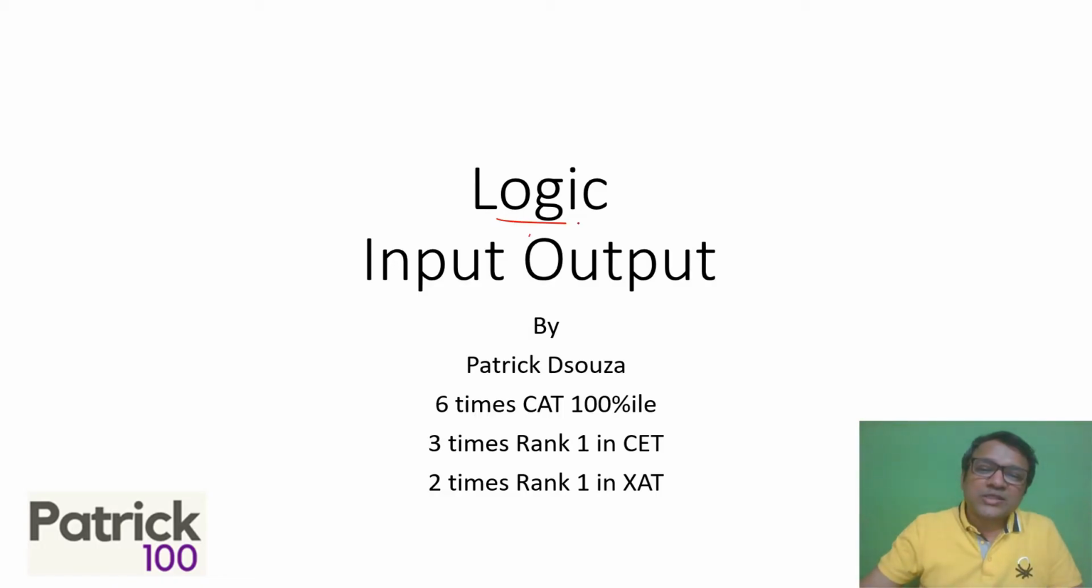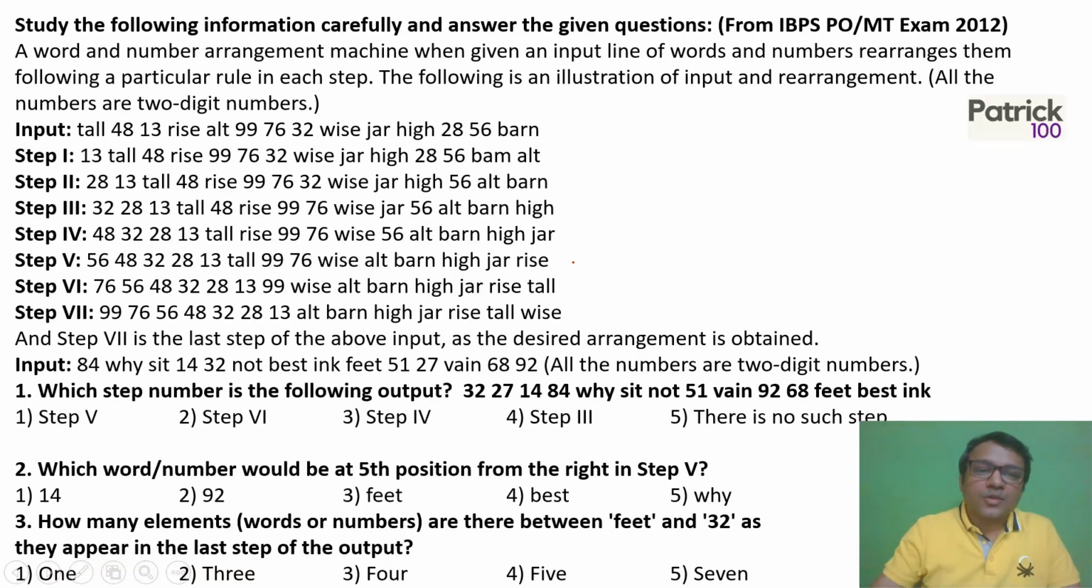Hi, so we're looking at logic sums based on input output. Input is given, and in the machine it goes through a certain number of steps to give a final output. First, let's try to understand how the output is. If you look at the numbers, they are arranged in ascending order. In the same way, words are in ascending order when you go from center to outside.